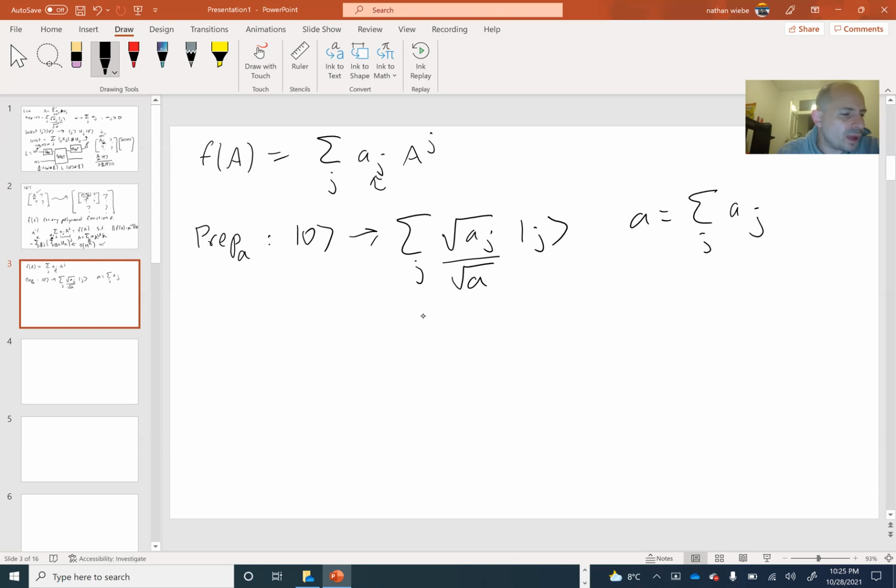So the way that we're going to do this, and I'm going to assume here that for the particular polynomial that we're looking at, a sub j is greater than or equal to 0. The case where it's negative can be easily handled by introducing phases in appropriate ways in different things. So it's not a big deal. And for the sake of simplicity, we're just going to look at this case.